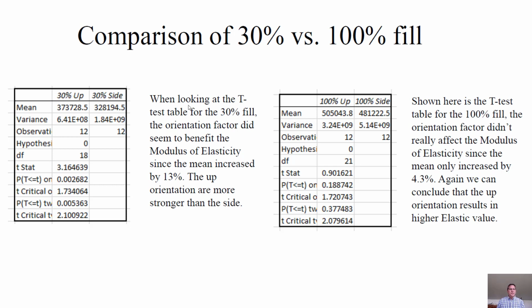A couple of people did something like this where they pulled up the t-test and then they said since the mean increased by 13%, that means that it did seem to benefit. Now, calculating the percent increase from one thing to another, say from up to side or from 30% to 100%, that's not a bad thing, but you can't use that percent increase as proof that something mattered or not mattered. Because it doesn't matter how much percent increase there is from here to here.